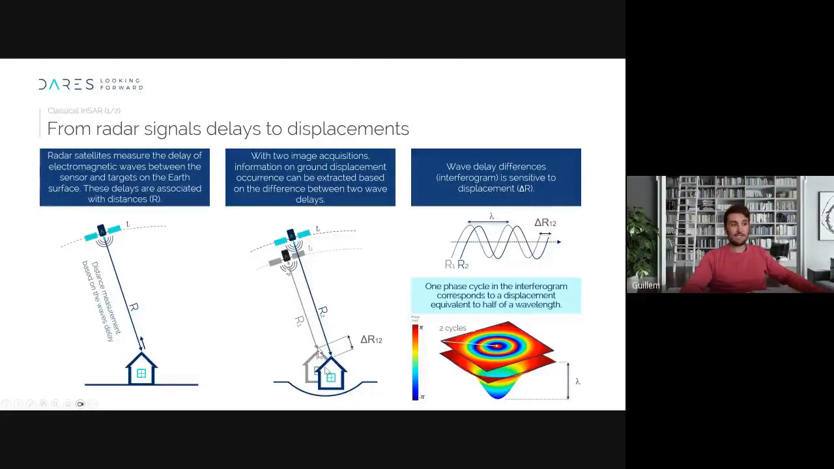Okay, if I have these houses moving horizontally and they are not moving towards the satellite or against the satellite, I will not see it. My maximum sensitivity will be when my asset, my ground surface, pixel, whatever, is moving in the line of sight. Okay?